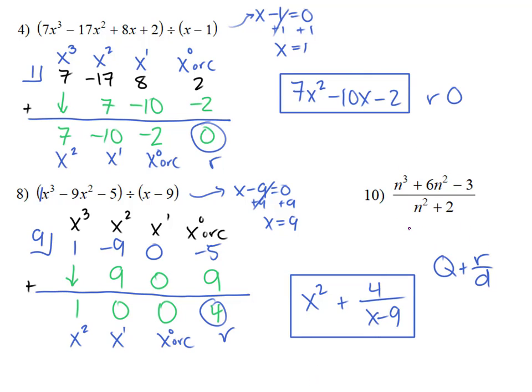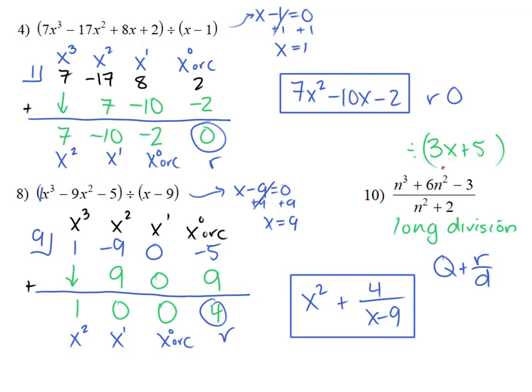Okay, for number 10 though, remember that if we're dividing by something that's not linear, I cannot use synthetic. You would have to use long division to do number 10. Okay, so we're not going to do that one. We should have already done this in class together, but just an example of something that you couldn't use with synthetic. If you have something like this, it's what you're dividing by.